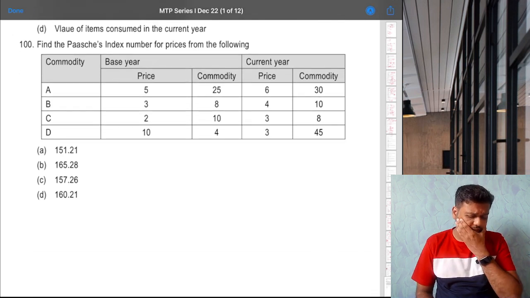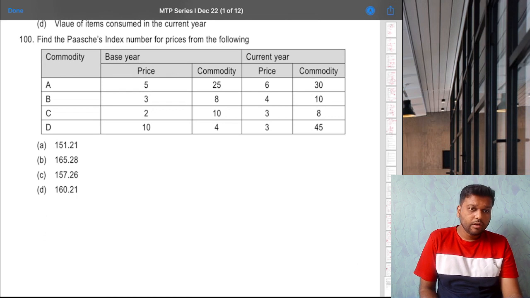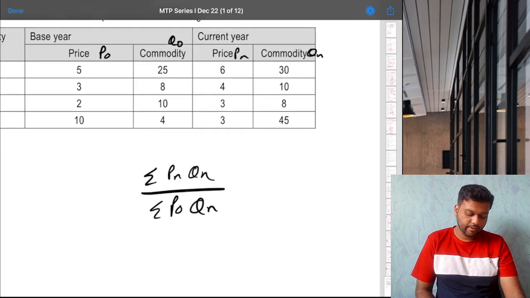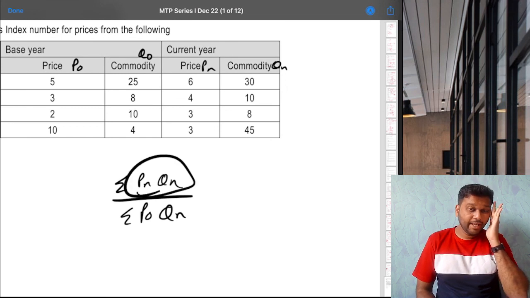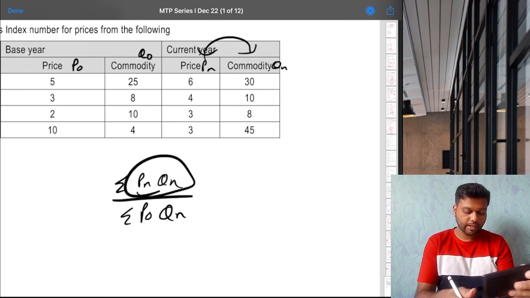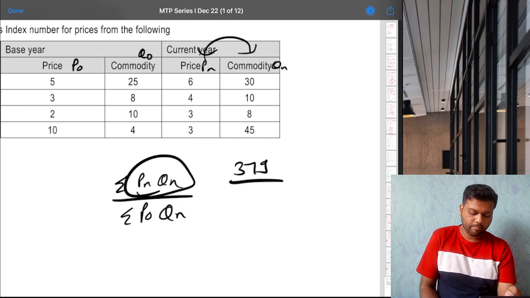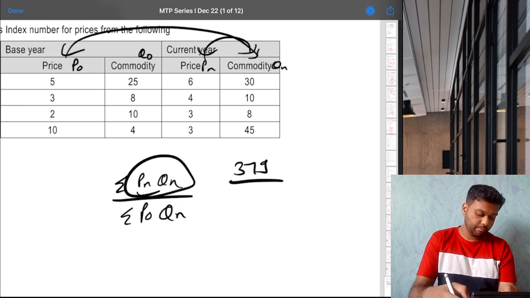Last, Paasche's index number, find. Okay, Paasche's index number we know. Summation Pn and current year quantity is the weight, and P0 and Qn, right? Okay, so let's mark this first. This is P0, this is Q0, this is Pn, this is Qn, right? So let's do it on calculator only now. Summation PnQn is what? This into this. So 6 into 30 m plus 4 into 10 m plus 3 into 8 m plus 3 into 45 m plus. If you press MRC, you get 379. Divided by P0Qn. P0Qn is this into this. 5 into 30 m plus 3 into 10 m plus 2 into 8 m plus 10 into 45 m plus. If you press MRC, you get 646.